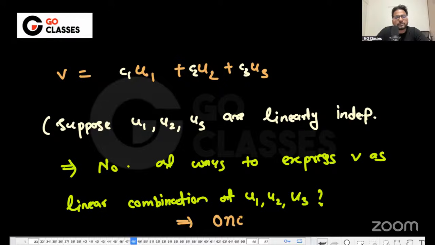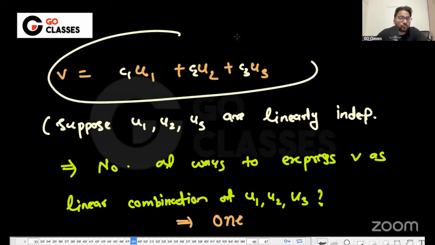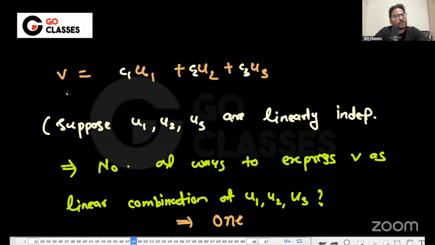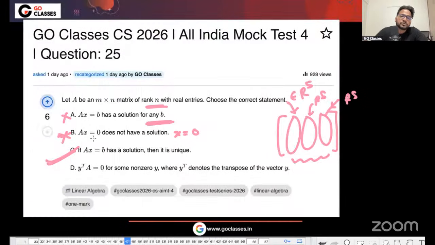Always one, if U1, U2, U3 are linearly independent, then you can write V in exactly one way as the combination of U1, U2, U3. On the other hand, if they are linearly dependent, then there are always infinite ways. If they're linearly independent, then there is always one way. So if they're linearly independent and you have the solution, then it must be unique.